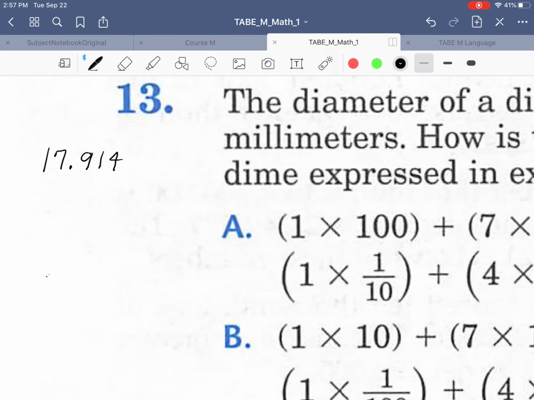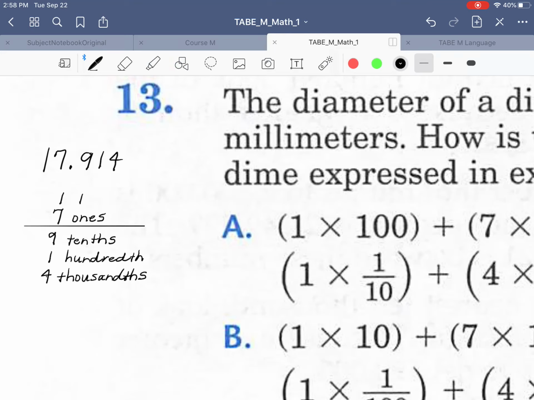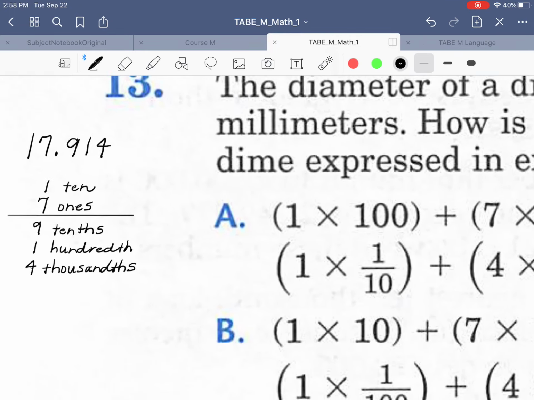I have a 4 in the thousandths place. I have a 1 in the hundredths place. I have a 9 in the tenths place. And there's where the decimal places are separated from 7 in the ones place and 1 in the tens place. So this is that expanded notation.